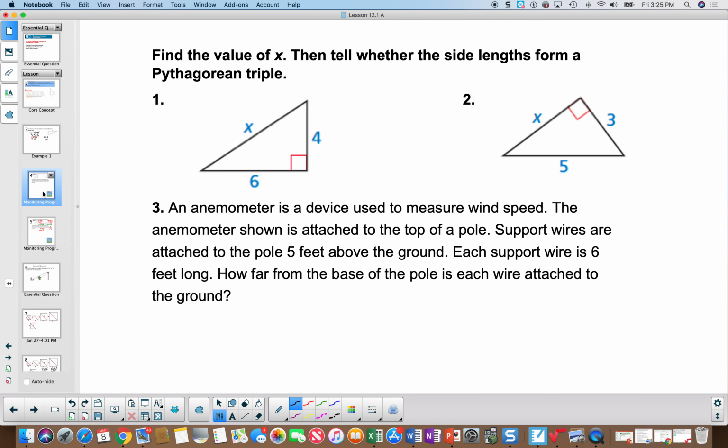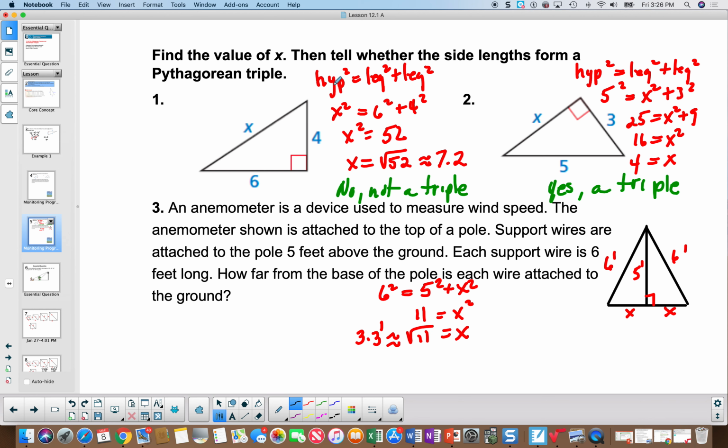All right, I'd like you to try 1, 2, and 3. Stop the screencast and see what you can do. Okay, here are the answers. Again, I substituted the hypotenuse in there, and then I found that the answer was square root of 52. Now, a triple means that all the sides will be integers, so we say no, not a triple.